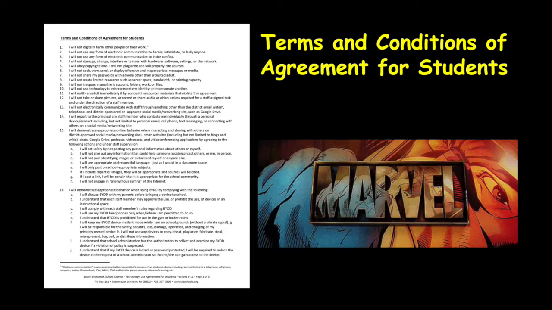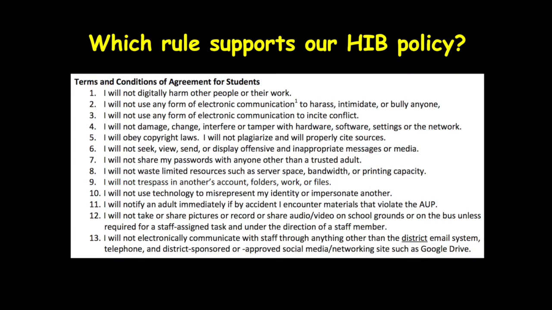Let's take a minute to marvel, see what I did there, on the terms and conditions of agreement for students. These are the 16 rules specifically stating what our community of users is agreeing to do and not do based on the AUP that's signed. Here are the first 13 rules in our terms and agreements. See if you can find the one that supports our HIB policy, our harassment, intimidation, and bullying policy specifically.